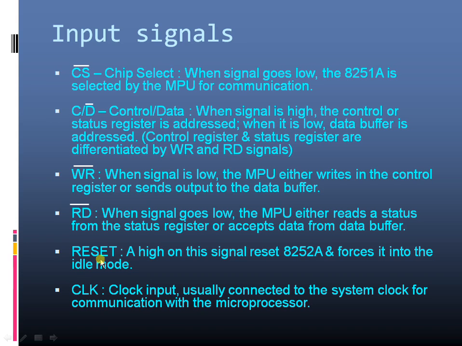Then we have a reset. It is an active high pin. So if a logic 1 is given to this pin, then the 8251 will be reset and it enters into idle mode. Then we have a clock input. As we know, every peripheral requires a clock signal. That clock signal will be given with the help of this particular pin.